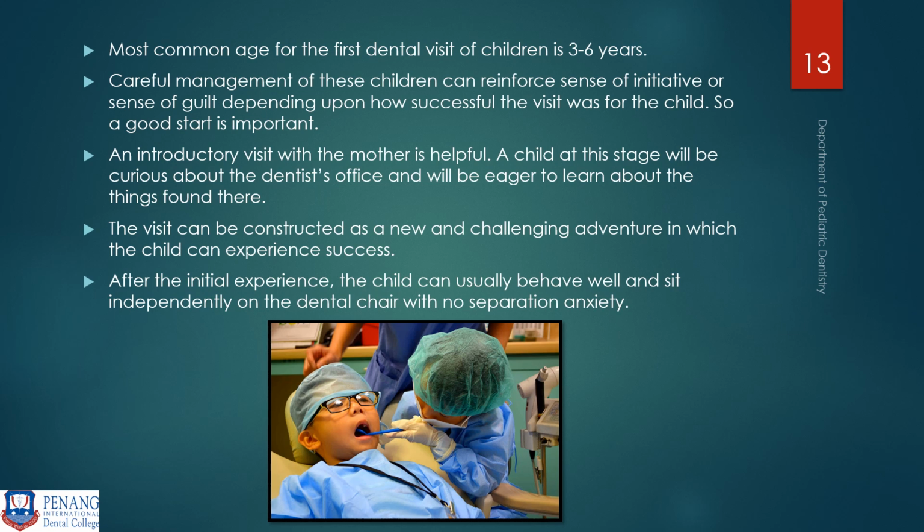So you have to make sure it happens by constructing the stages of the introductory visit very carefully. Something like, can you switch on that light for me, can you switch off that light for me. Do you know how this works? It works like this, and then you ask him to repeat it, and then he will develop a sense of independence. So after this initial visit, the child will usually behave well, and he will sit independently on the chair with no separation anxiety. But you must remember, if something bad happens, they will go back to separation anxiety. So it's always better to have the mother in the treating area in case that happens. Okay, so now let's see the next stage.